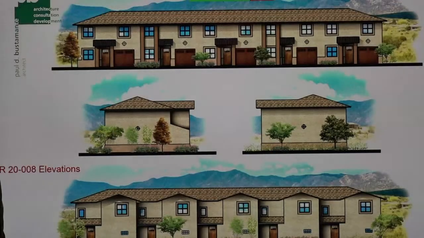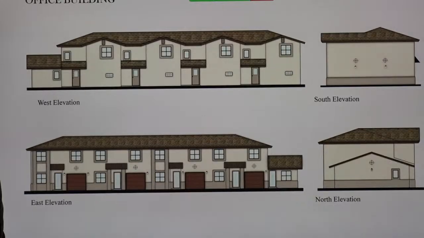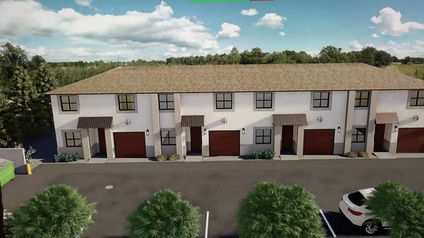These are some elevations, what the buildings would look like. This, I believe, may be the original San Cipriano project. I'm not sure. The applicant might be able to enlighten us on that. This is what's proposed here, something very similar. Two buildings, a fourplex building on the south, and then a fourplex plus the office building on the north. And this is a rendering of what the south fourplex building would look like.